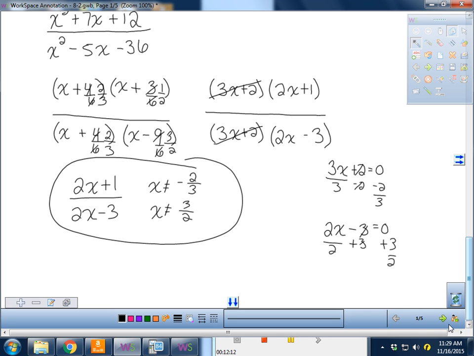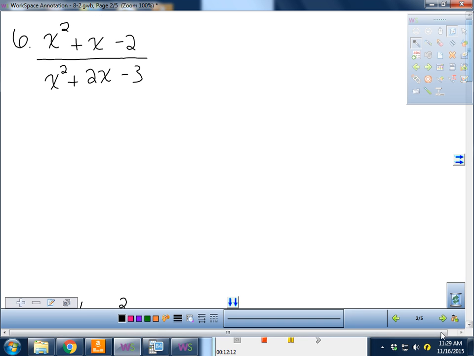All right, so we're going to do some more examples of that. Okay, number 6, I notice that I have a trinomial on top and a trinomial on bottom, which means I need to try and factor if possible.